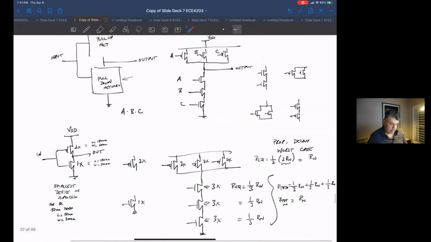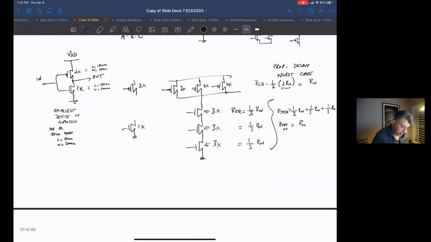So to get 3 resistors in series to have the same resistance as 1 resistor, you have to make each of them 3 times lower resistance. When they all turn on, they all add together, and then they end up having the same resistance as just one resistor.